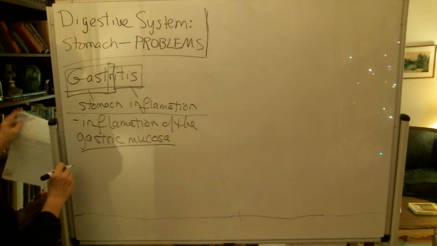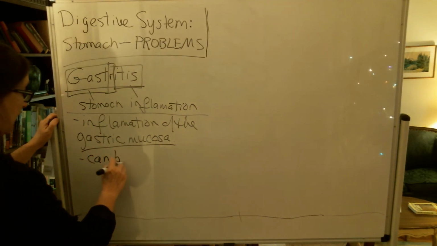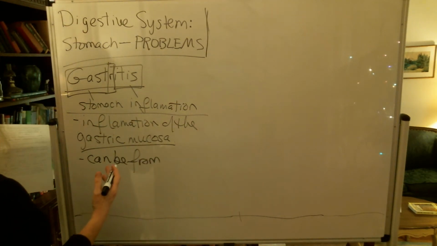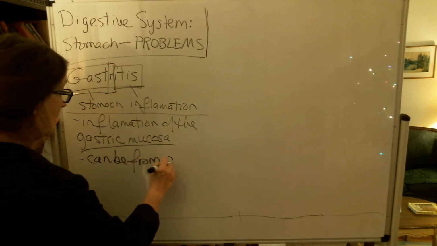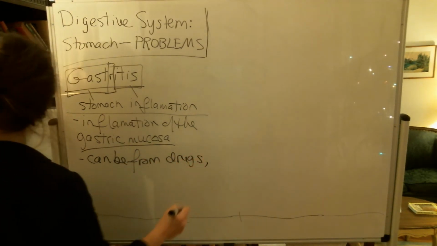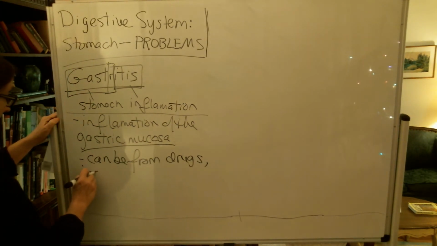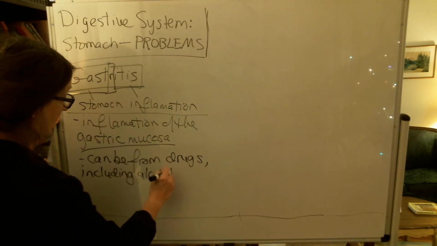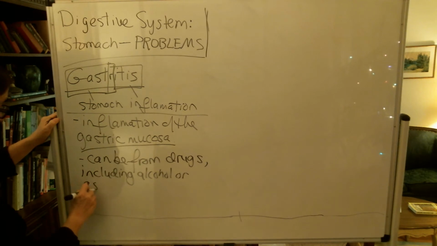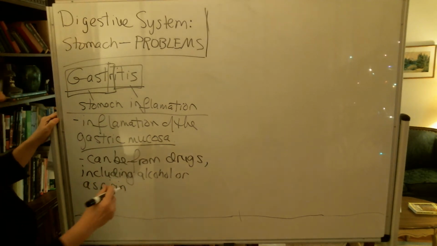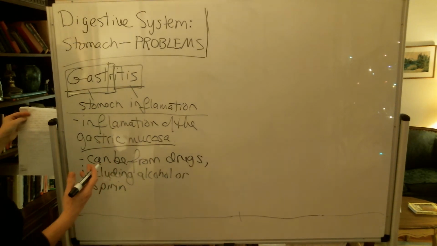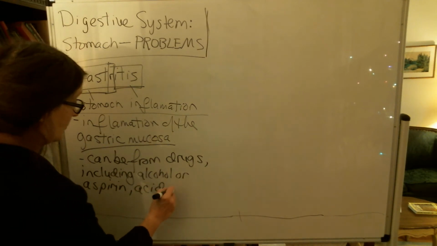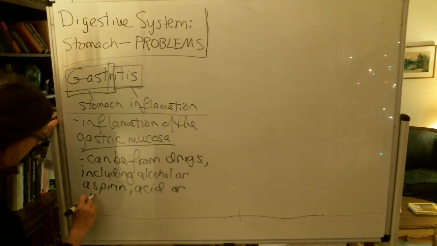Okay, so what happens then? Well, first of all, this can be from many different things. This is a descriptive term then. So it can be caused by drugs, including alcohol or aspirin. These can lead to irritation and inflammation of the lining of the stomach. It can also happen because of either acid or alkaline chemicals.